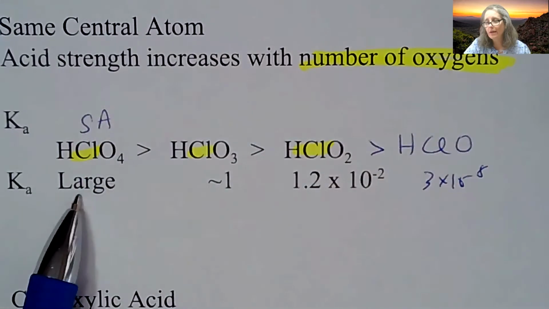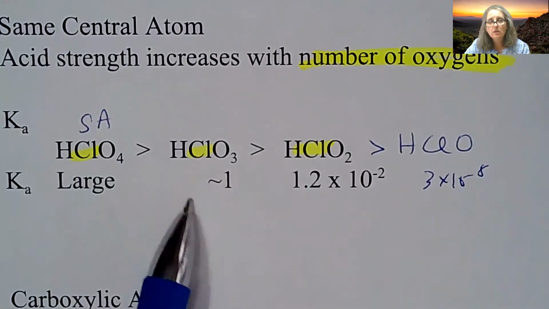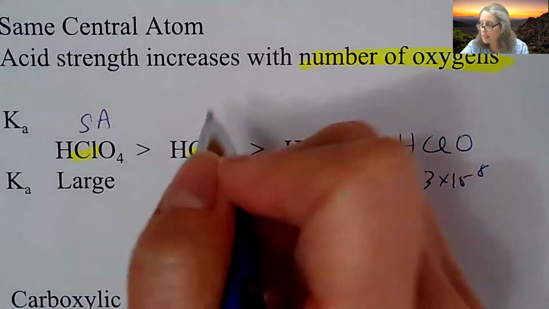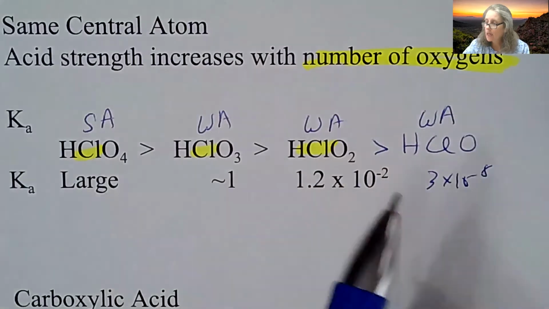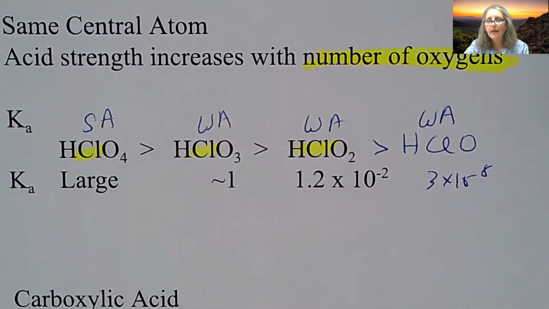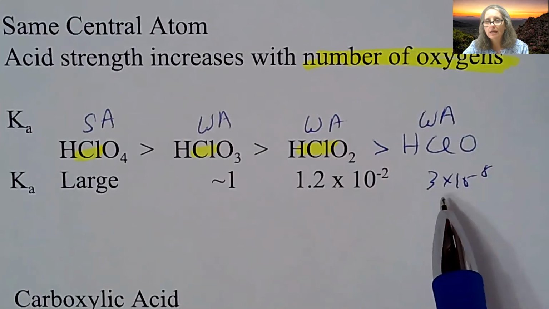So you really don't have a Ka value. Well, if you pop off one oxygen, you still have a large Ka, so that's why sometimes HClO3 is considered to be a strong acid. In our world, it's going to be considered a weak acid. HClO2 has a Ka value of 1.2 times 10 to the second. And then HClO, finally ripping off the last oxygen, is 3 times 10 to the negative eighth.